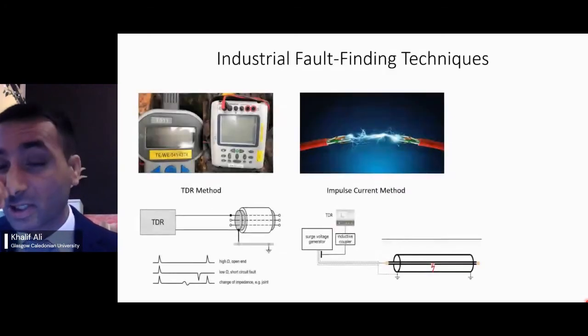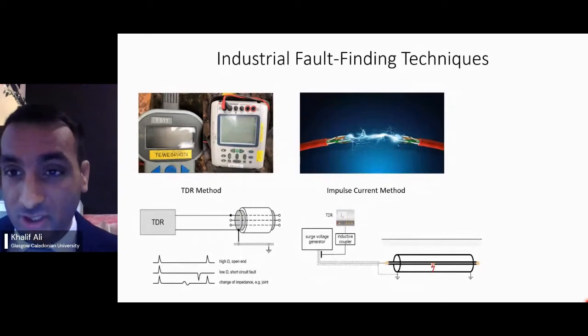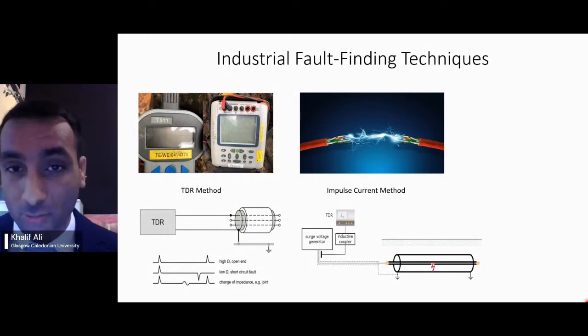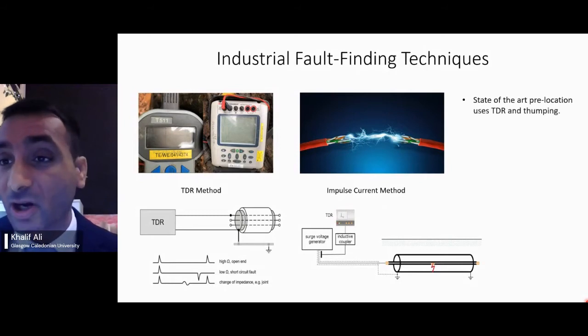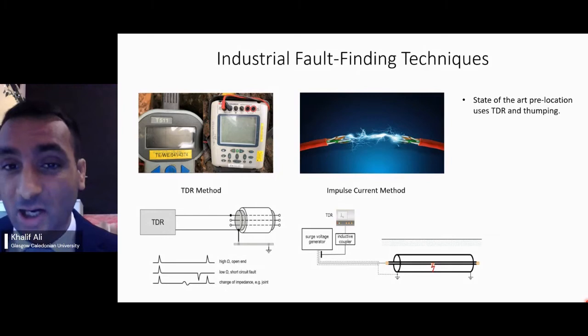So I'll now discuss a little bit about the industrial fault-finding techniques already presently existing. So the fault-finding process is based on two main processes. One is pre-location, which is to obtain a fault location estimation, and the second is to actually pinpoint onto the actual fault point. State-of-the-art pre-location uses TDR and thumping.